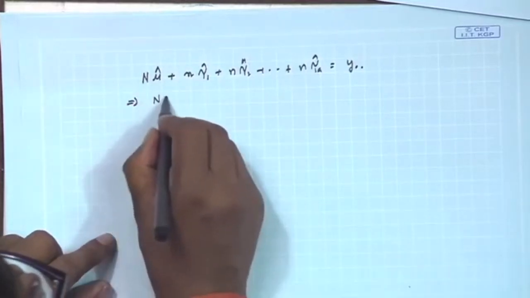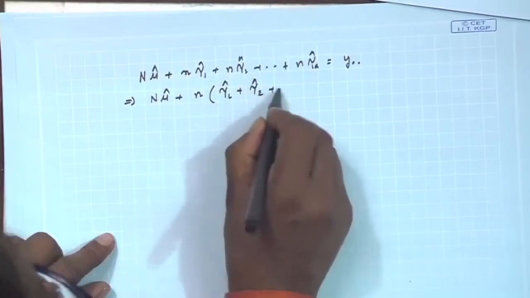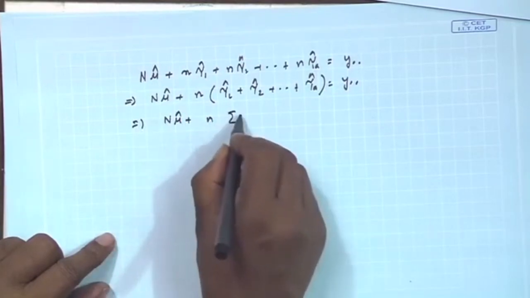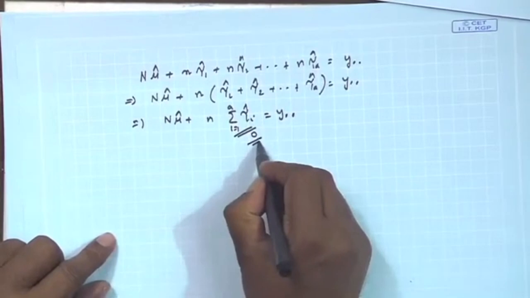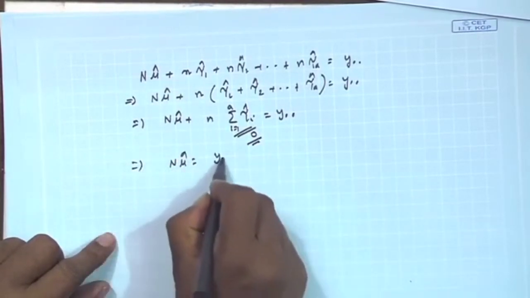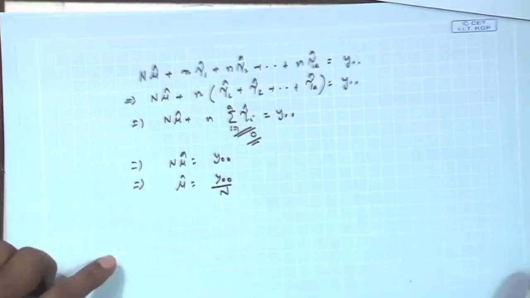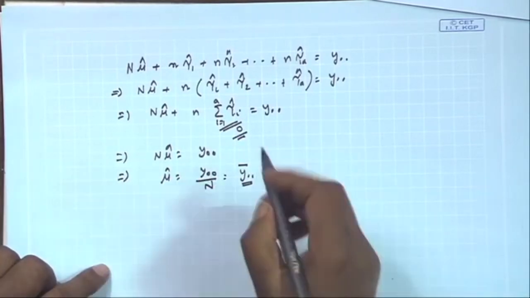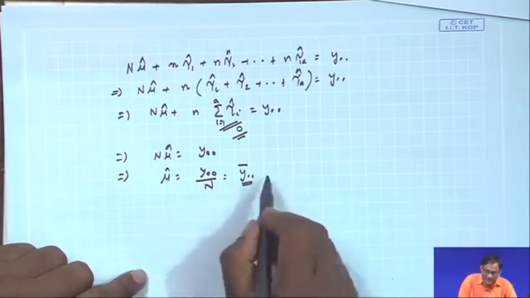Then, this is nothing but n mu cap plus, if we take n common, tau 1 plus tau 2, all caps, plus tau a equal to y dot dot. This is nothing but n mu cap plus n times the sum of tau_i cap, i equal to 1 to a, equal to y double dot. Now, this is 0 because of the constraint. So, we can write n mu cap equal to y double dot. Other way, mu cap is y double dot by n. That means, grand total by total number of observations, this is nothing but y bar dot dot. And this is what we have done in ANOVA also. That is, what is the grand total average? This is from the average formula, that sum of all observations divided by the total number of observations. So, this is fantastic.